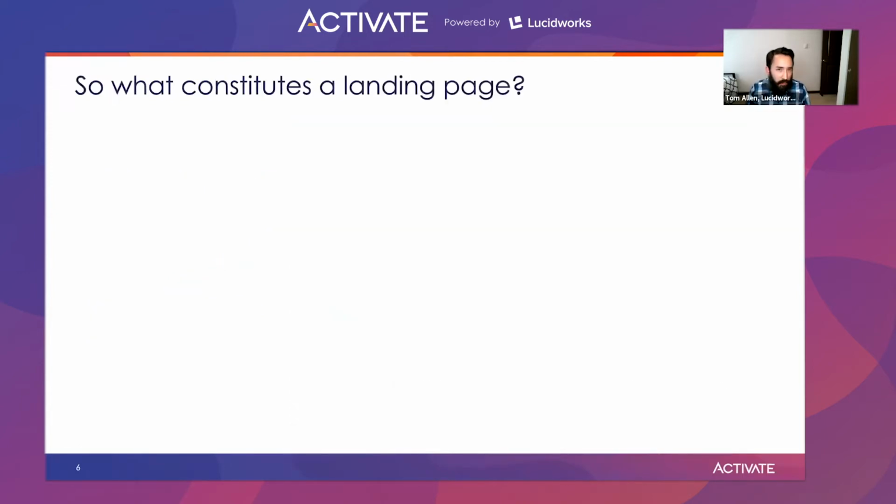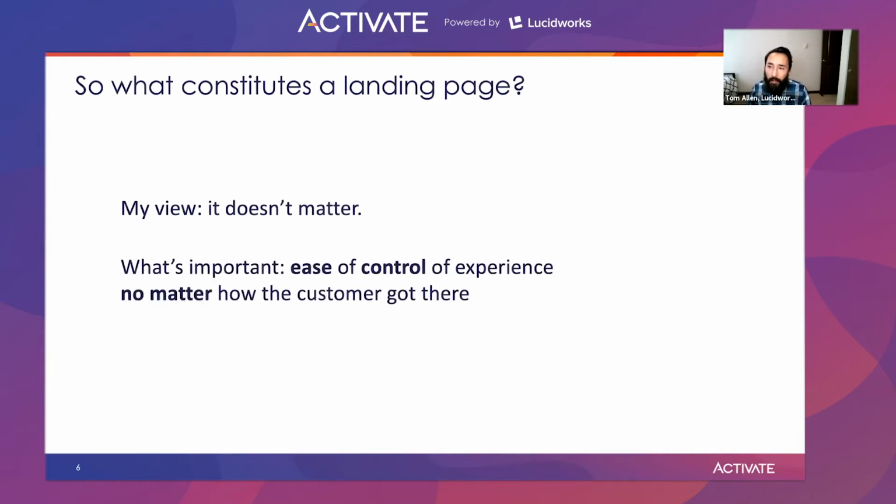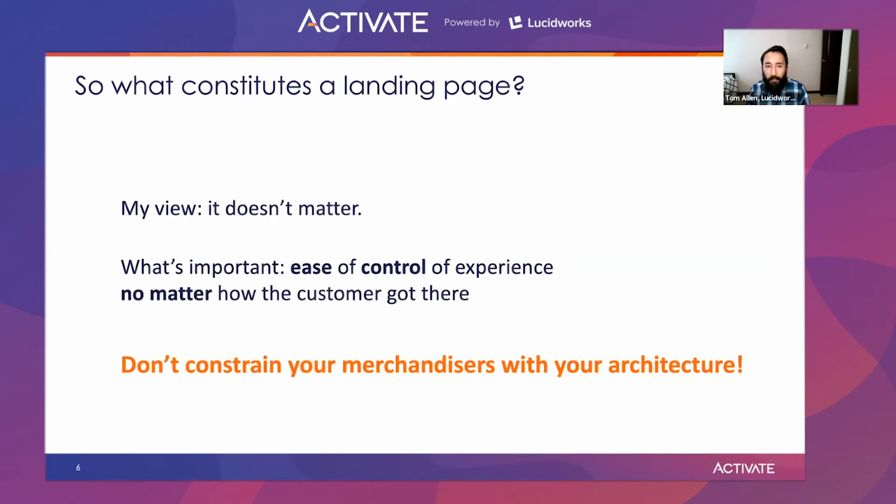So what actually constitutes a landing page? In my view, it doesn't matter. In today's world, users enter your site on any type of page. But what is important is an ease of control of that experience, no matter how the customer got there. And one thing you have to be careful of is don't constrain your merchandisers with your architecture. When you make clear divisions in your software architecture, you're making it harder to build an experience for every entry point to the site. Don't make it too difficult to create landing pages. Don't try and distinguish this in your system architecture.